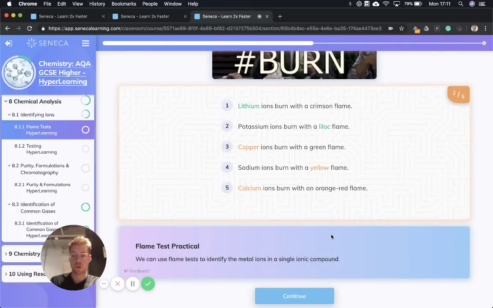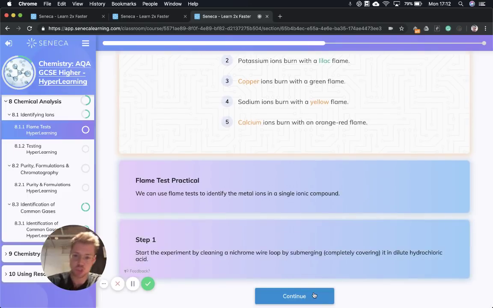Okay? So let's go over the flame test practical now, because we all know we love practical chemistry. We can use flame tests to identify metal ions in a single ionic compound. What are our steps? Step 1.